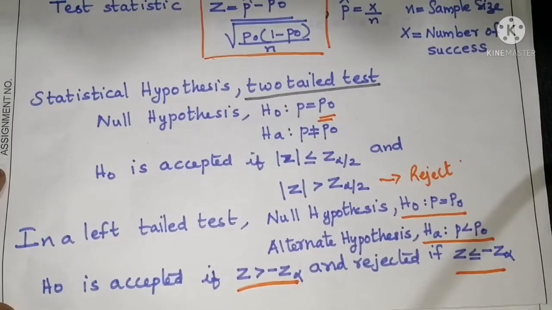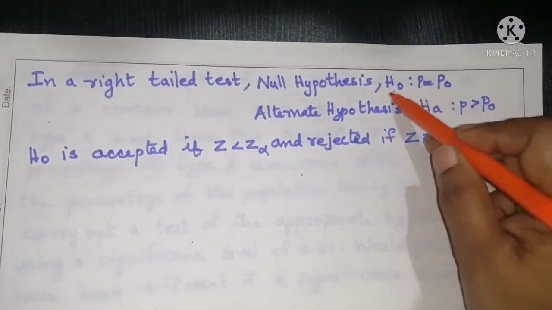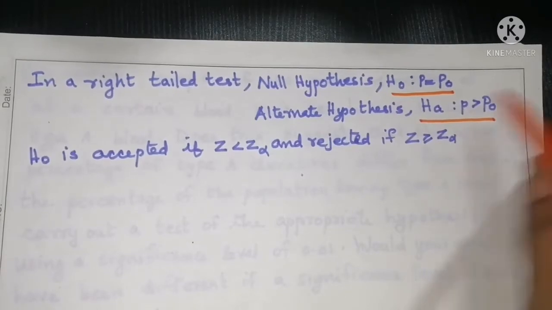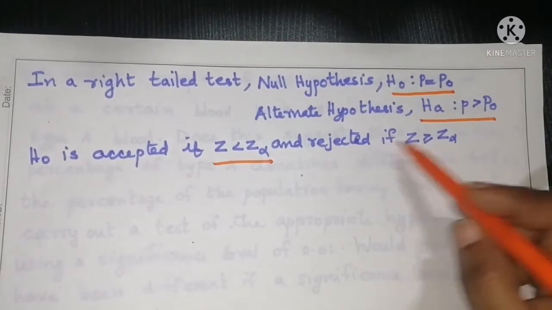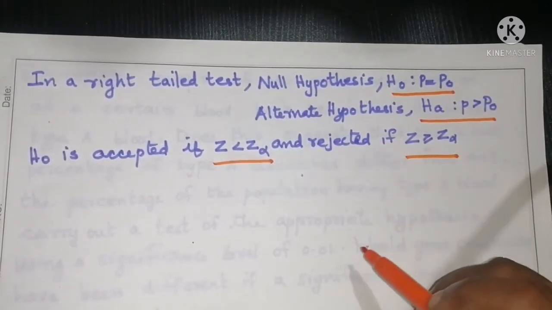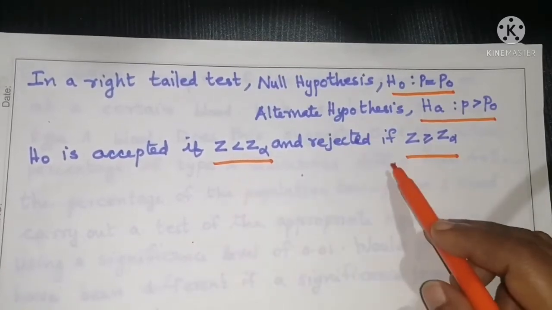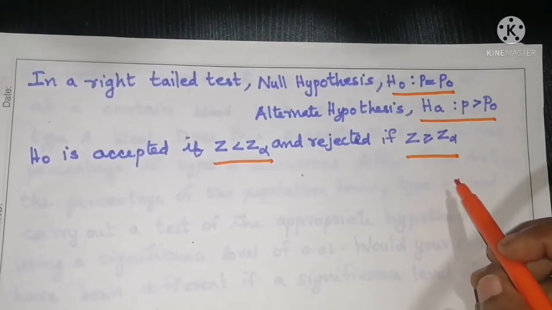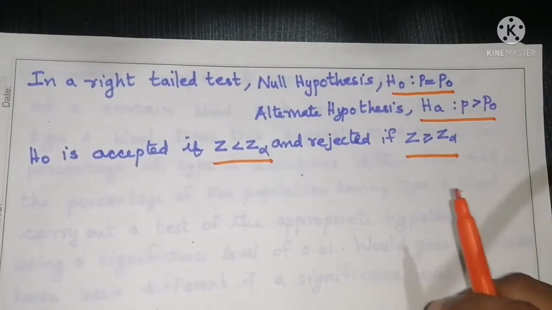Next, in the case of right-tailed test, null hypothesis H naught P equal to P naught and alternative hypothesis P greater than P naught. Then H naught is accepted if Z less than Z alpha and rejected if Z greater than or equal to Z alpha. So remember all these conditions, then only we can apply hypothesis testing.